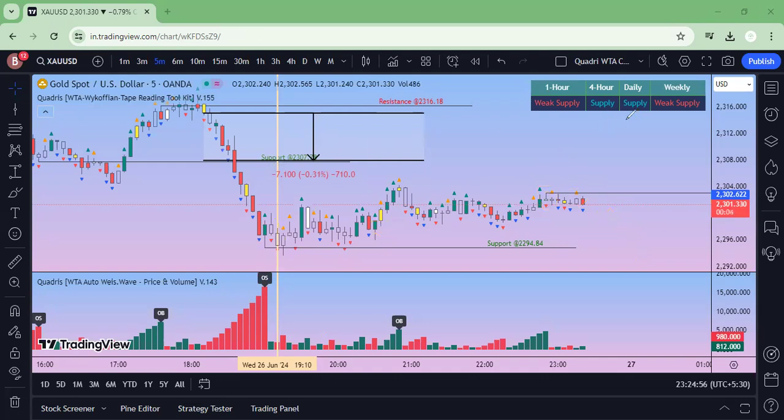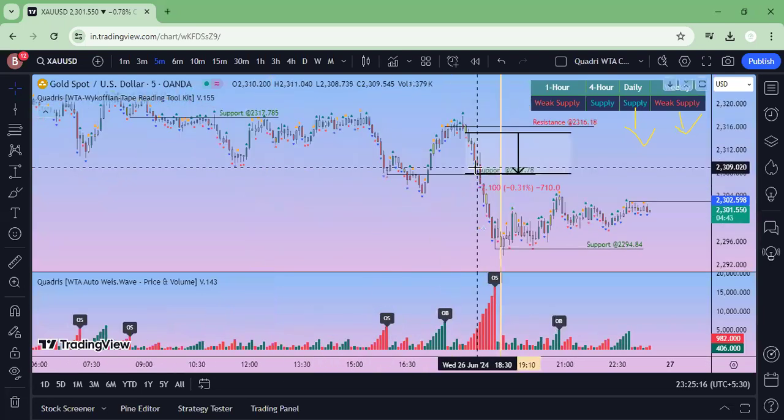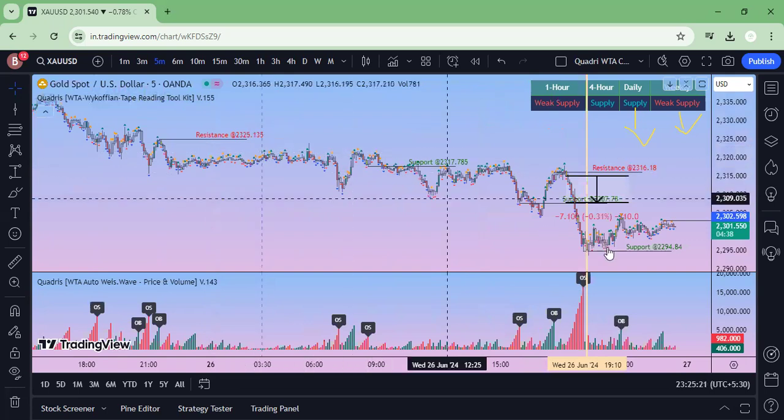So based on this daily supply and weak supply, though it is weak, there is supply and a stronger supply on a daily time frame. It gives us a clear indication that prices will fall fast rather than climbing upwards. That's the reason, if you see from the day open, we are seeing lower prices.